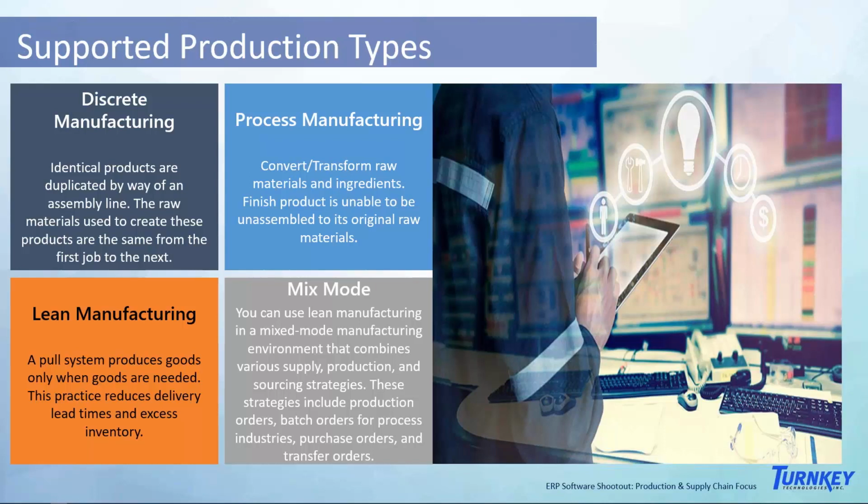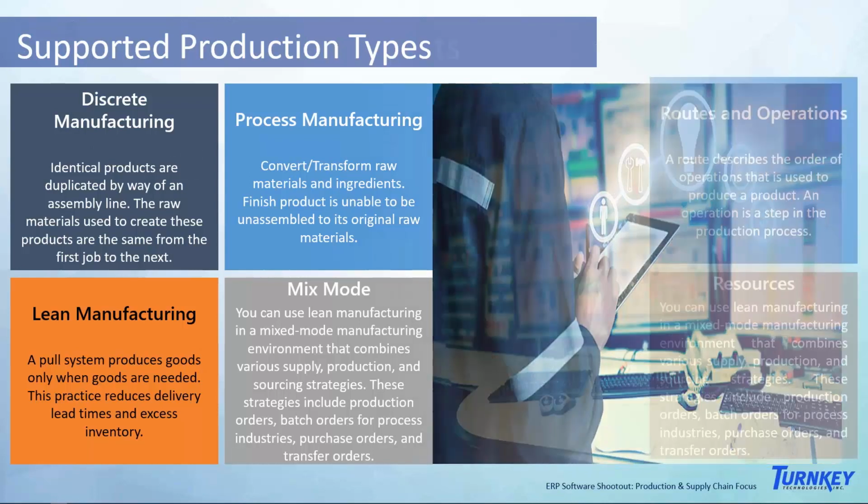So that's the first thing I wanted to discuss with you. It's a solution for middle-sized companies up to enterprise-level companies. The first thing is, what kind of supported production types can F&O handle? These are the types that we can handle.